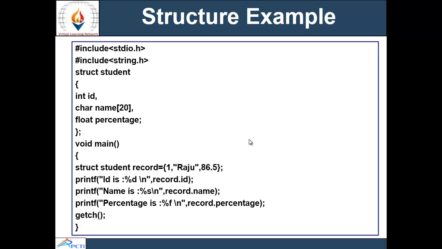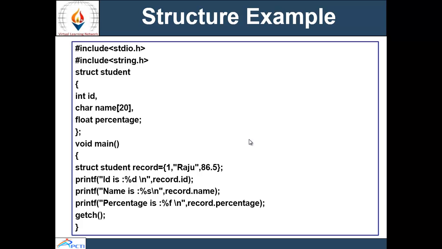After defining the structure, I'll go to the main program. I have defined void main, curly braces, struct student record. Here record is the variable that is used for accessing the members of the structure. Here I am initializing ID, name, and percentage, that is 1, Raju, 86.5. This 86.5 is the percentage, and to print this information I am using the printf command.